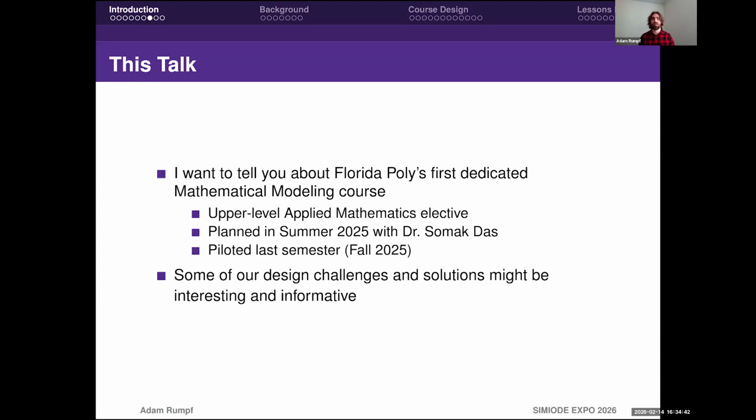So what I'd like to talk about today is Florida Poly's first ever dedicated mathematical modeling course, which had been in the planning process for a couple of years now. It's an upper level applied math elective class. Last summer, I got to plan the course with one of my colleagues, Dr. Shamak Das, in the applied math department, and then we piloted the course for the first time last fall when I was teaching it.